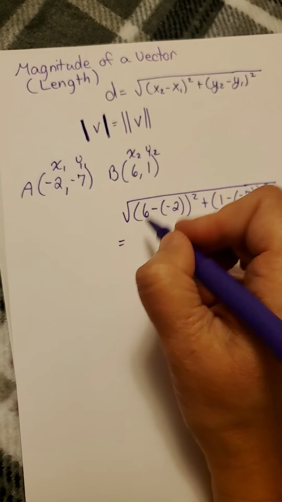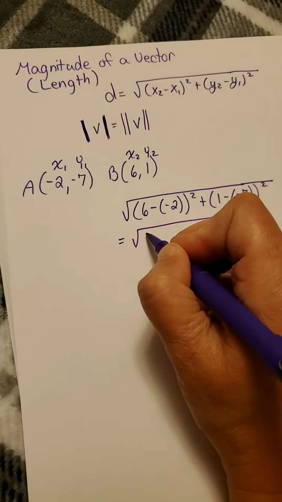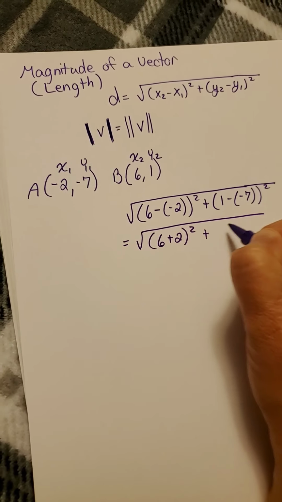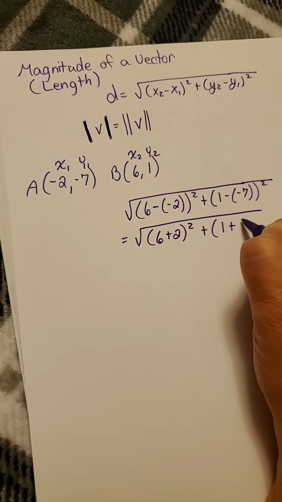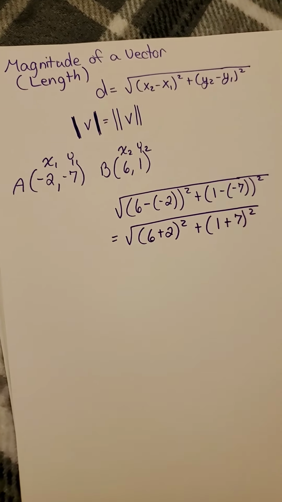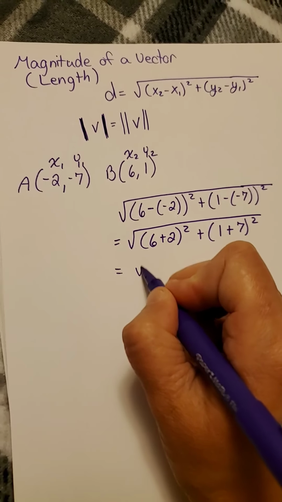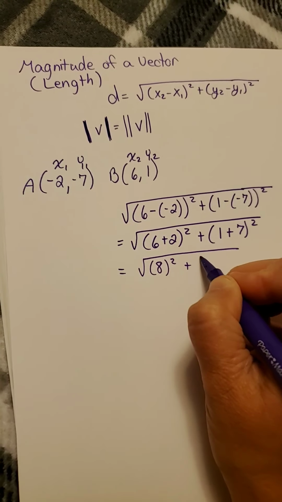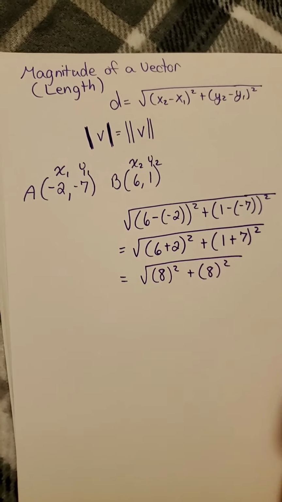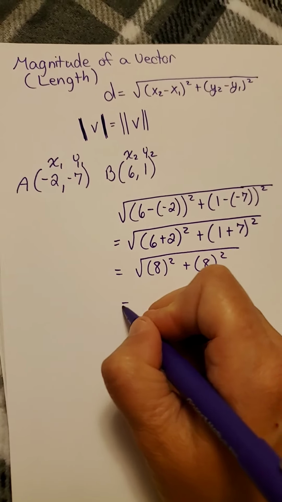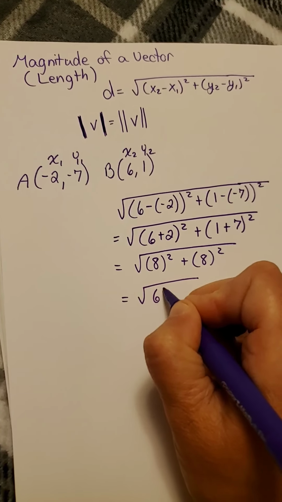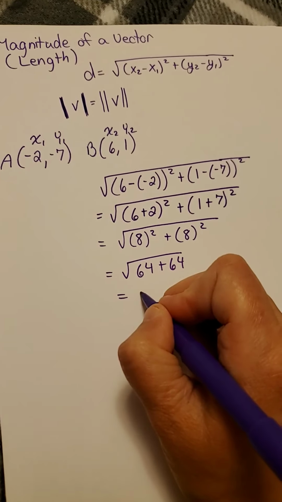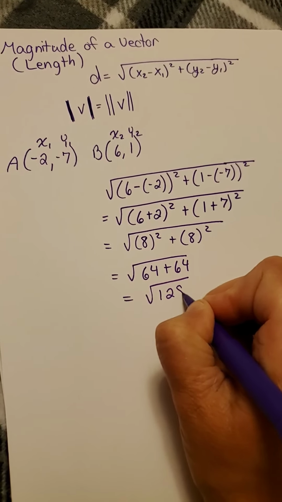So that's going to give us 6 plus 2 squared plus 1 plus 7 squared. That gives us 8 squared plus 8 squared. Well, 8 squared is 64, so 64 plus 64 is the square root of 128.